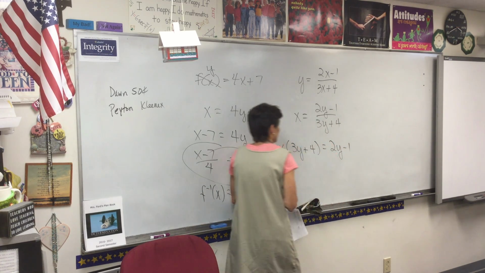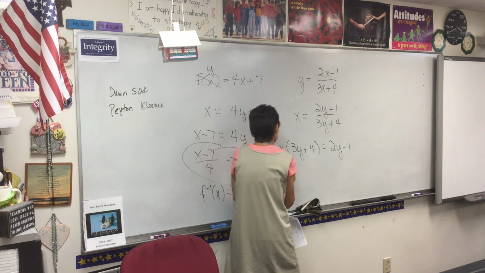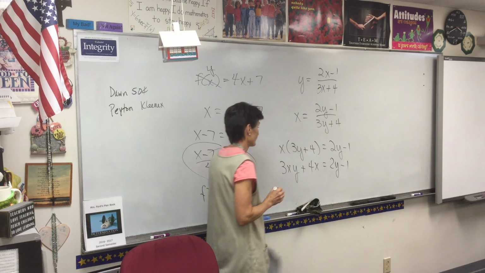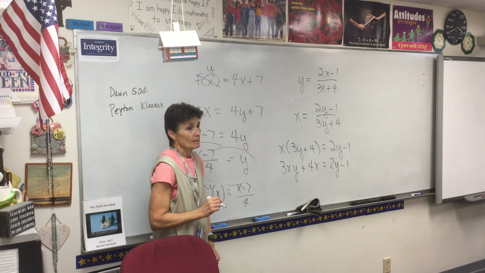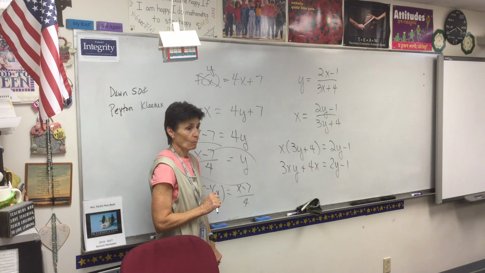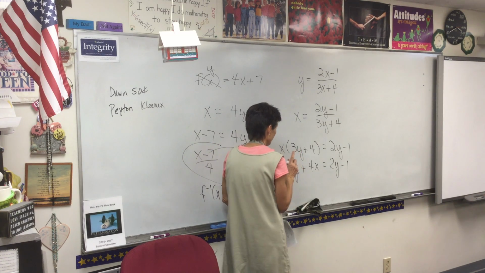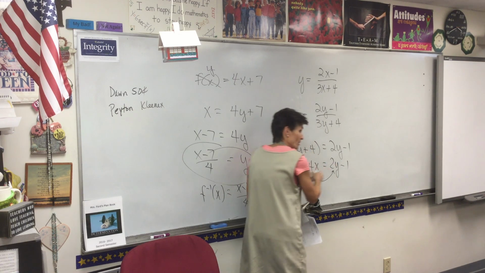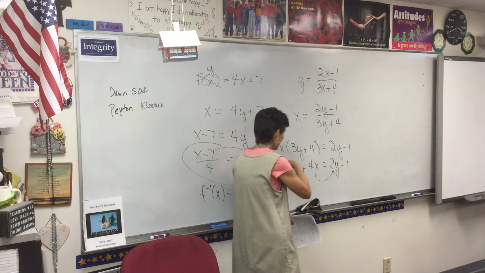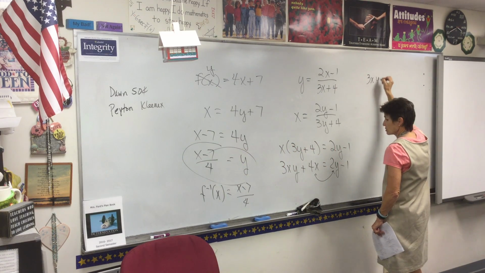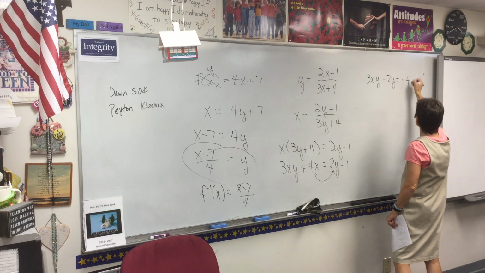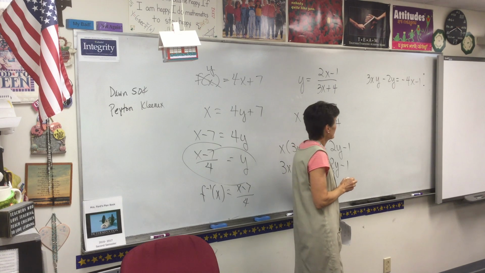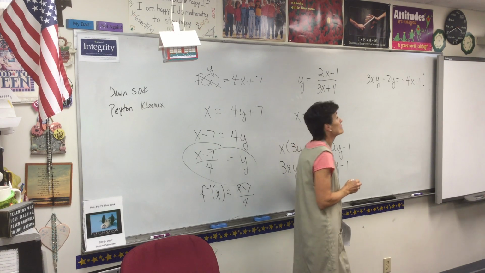And distribute. Don't forget you need to distribute. Okay, everybody remember that? Now we're solving for y, so remember what we have to do now? We've got to get the y over here and the 4x over here so that all the y's are together. So we have 3xy minus 2y equals negative 4x minus 1. And then take a y out.